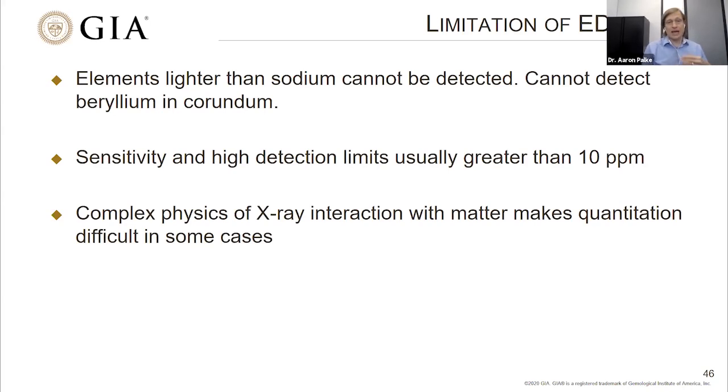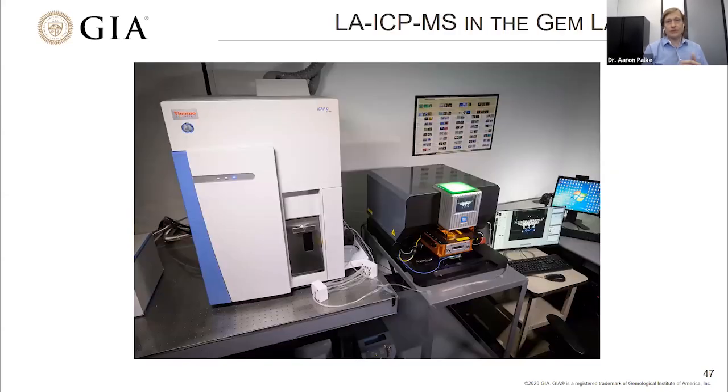So as time went on, we had these different challenges like beryllium diffused sapphires. We needed better data on our stones from our reference collection for origin determination. We started to look for another technique that we could use to get a little more information out of this. And this is where this device comes in. This is probably one of the most sophisticated instruments that we use in the lab. This is a laser ablation inductively coupled plasma mass spectrometer.